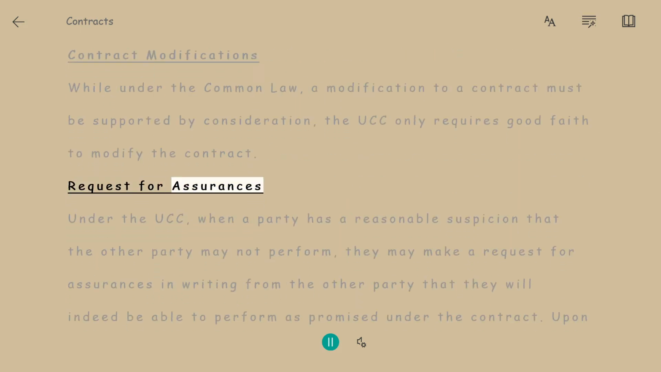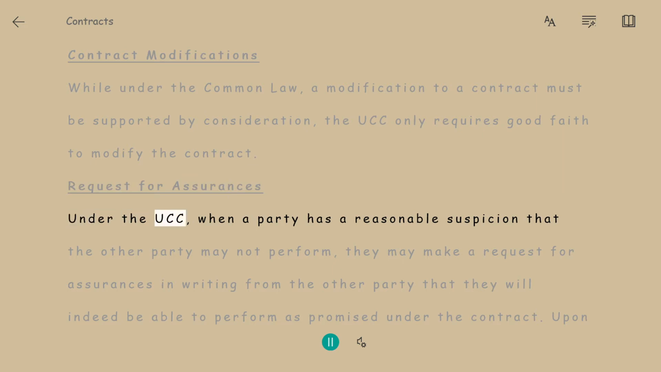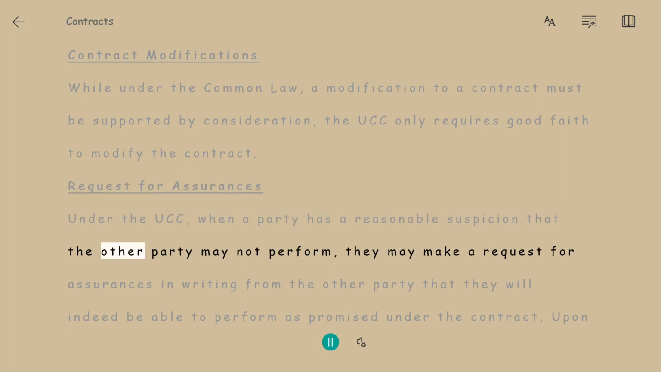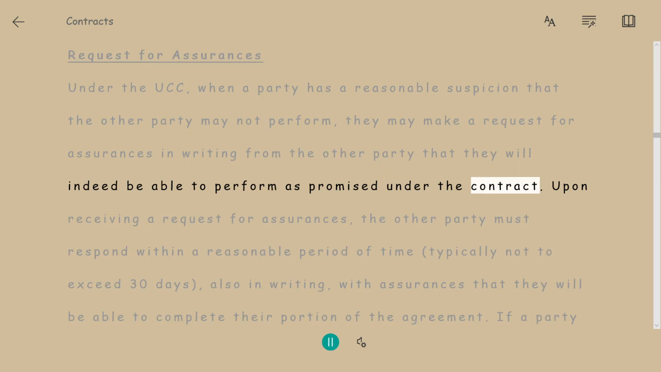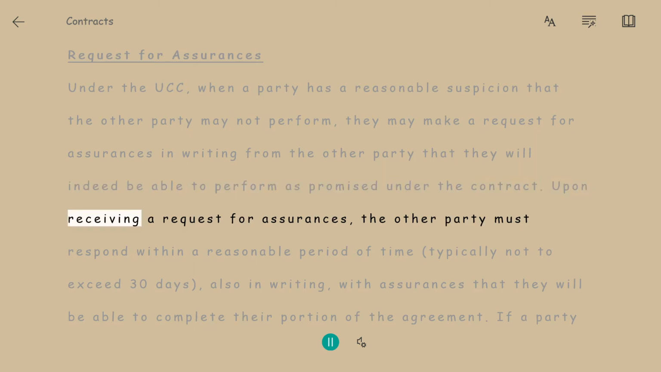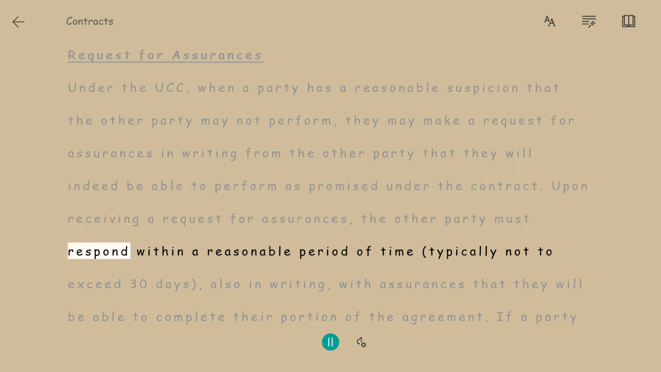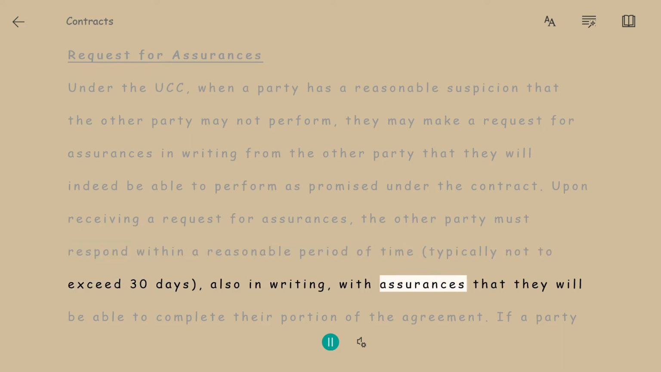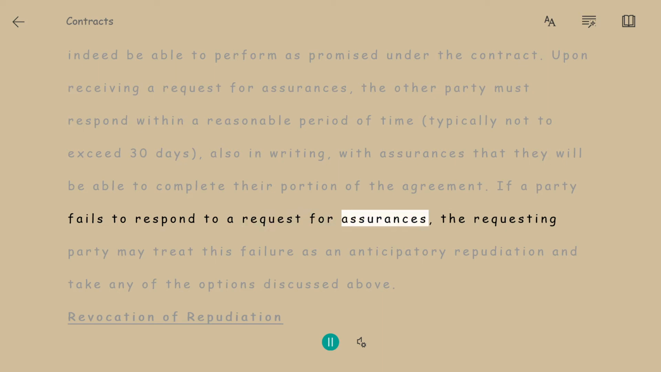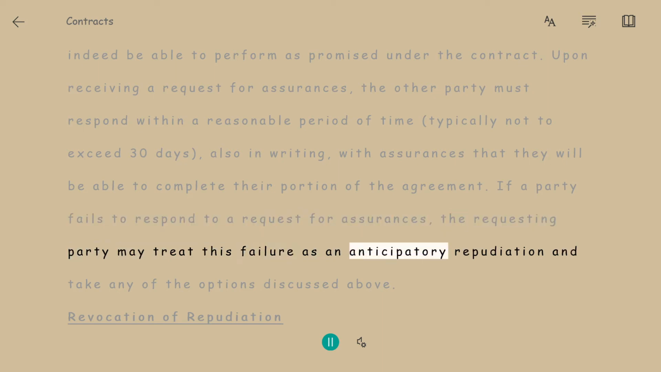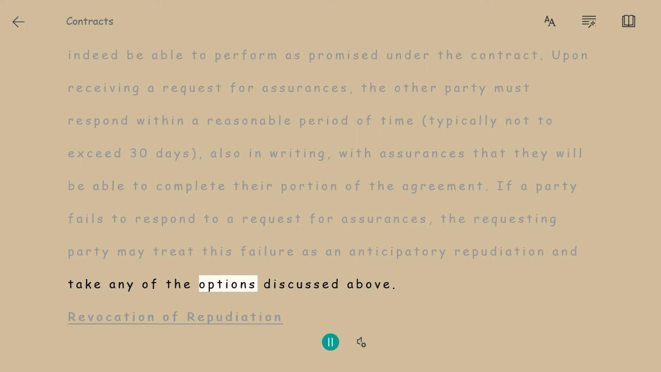Request for assurances. Under the UCC, when a party has a reasonable suspicion that the other party may not perform, they may make a request for assurances in writing from the other party that they will indeed be able to perform as promised under the contract. Upon receiving a request for assurances, the other party must respond within a reasonable period of time, typically not to exceed 30 days, also in writing, with assurances that they will be able to complete their portion of the agreement. If a party fails to respond to a request for assurances, the requesting party may treat this failure as an anticipatory repudiation and take any of the options discussed above.